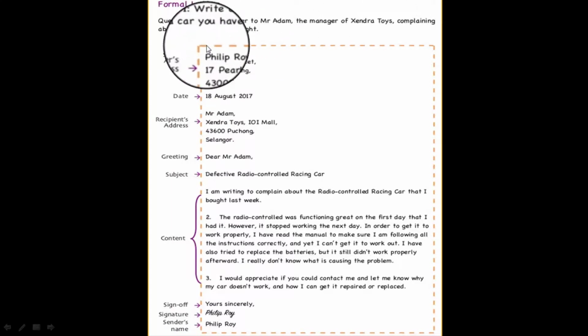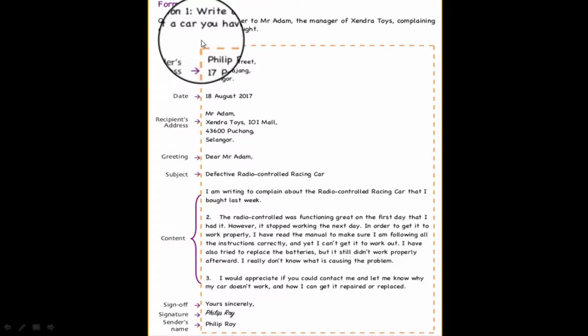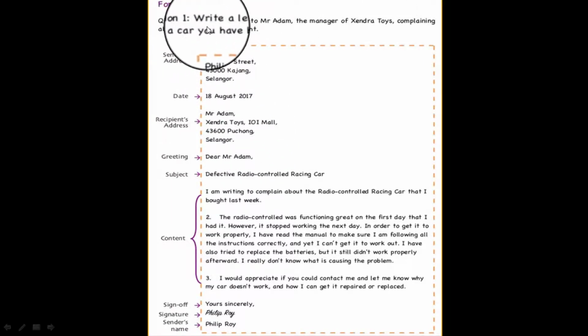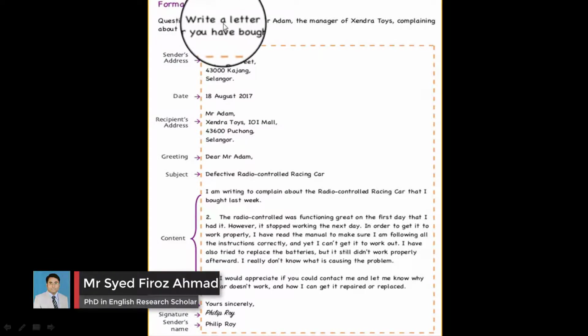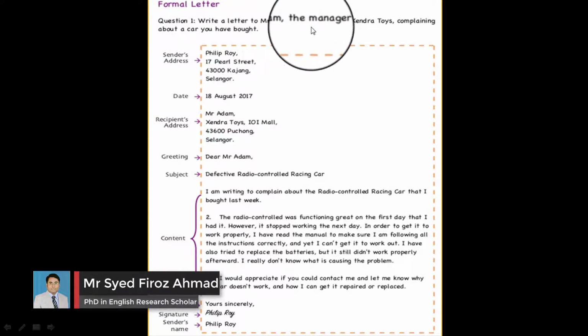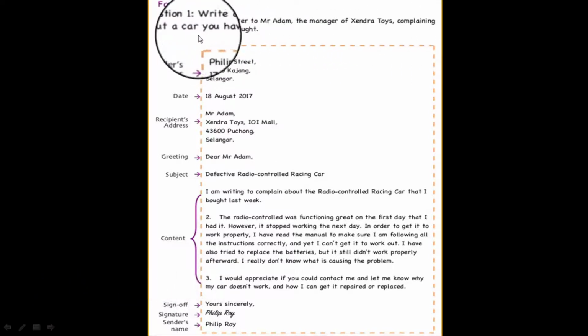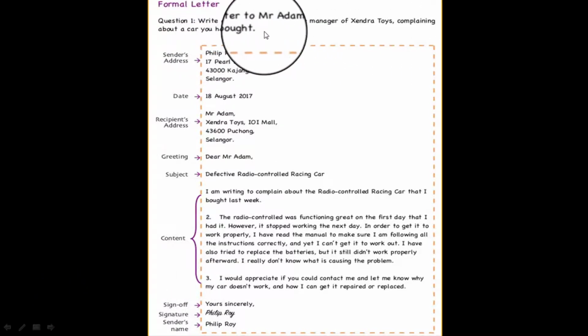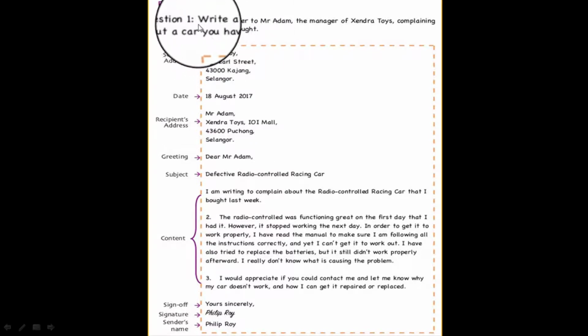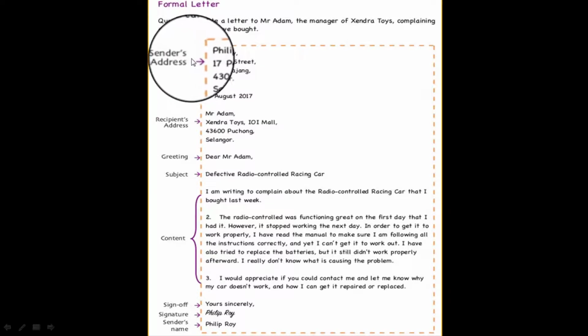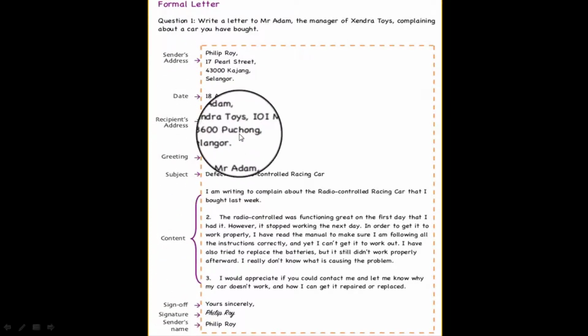Well, students, this is one example. Read the question first. Write a letter to Mr. Adam, the manager of Zendra Toys, complaining about a car you have bought. So this is a toy, not a real car. Students, what are the things? Let me revise again, showing here.